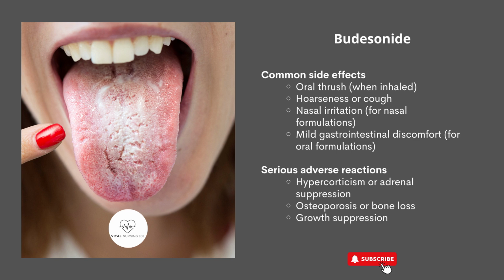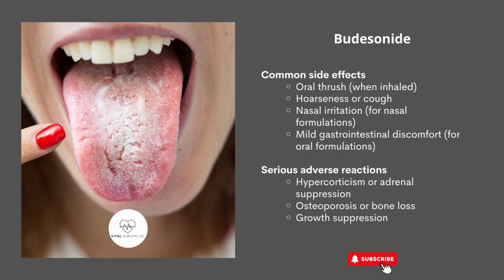Adverse reactions. While budesonide is generally well tolerated, adverse reactions can occur, including these common side effects, which are oral thrush, hoarseness or cough, nasal irritation, and mild gastrointestinal discomfort. Serious adverse reactions are hypercorticism or adrenal suppression with long-term use, osteoporosis or bone loss in chronic use, and growth suppression in pediatric patients. Monitoring for these effects and educating patients about proper administration can help mitigate risks.